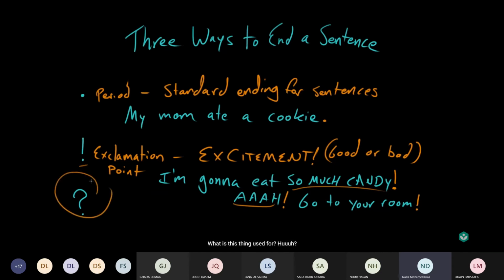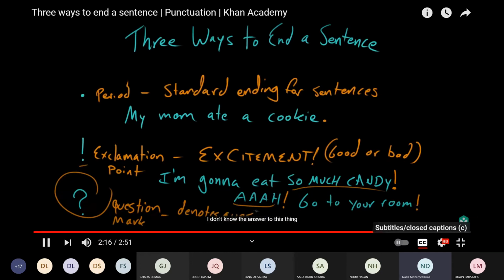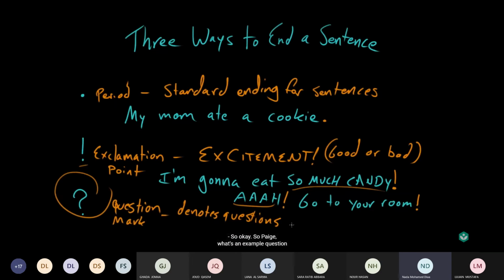What is this thing used for? Well, I think that was a perfect example of what that thing is used for. That is a question mark, which goes at the end of a question. So it basically just signifies, I don't know the answer to this thing, and I would like an answer to it, please. So Paige, what's an example question that we could throw out using a question mark?